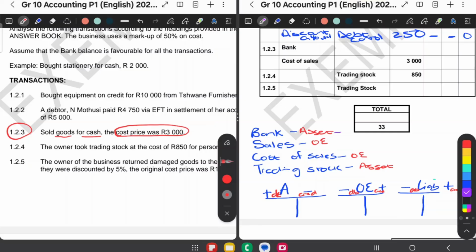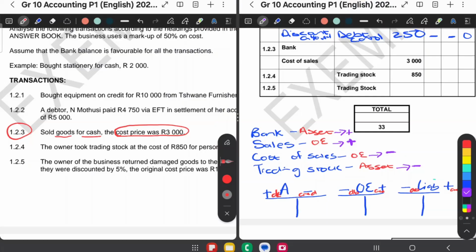Okay, let's do pluses and minuses. Put our arrows. When you sell goods, in terms of your bank, will you get more money or less money? You will get more money, so plus. When you sell goods, does your sales increase or decrease? Your sales will increase. Cost of sales is an expense, so cost of sales will decrease owner's equity. Trading stock, if you sell goods, do you have more or less trading stock? You have less trading stock.